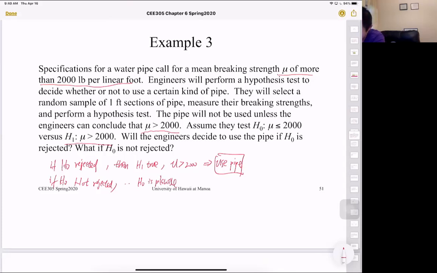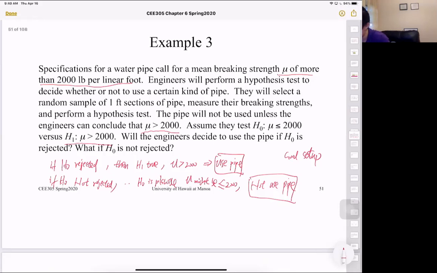Okay, so the mean value might be less or equal to 2,000. Okay, so the conclusion is now use pipe. So this is a good setup, because based on the result, whether H0 is rejected, we can conclude whether to use pipe or not use pipe.